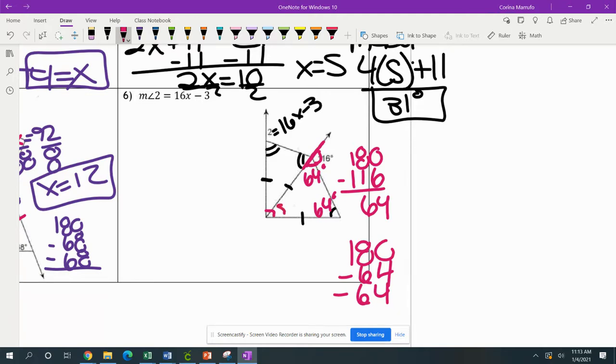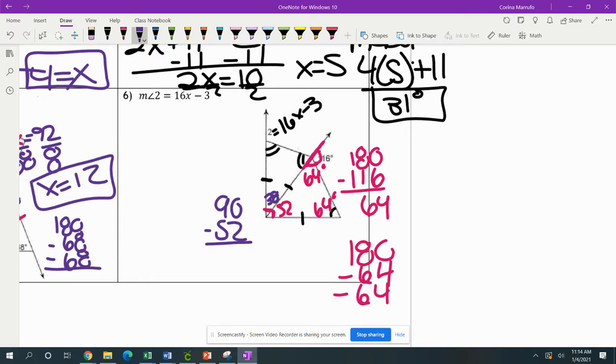That gives us 52. Okay, so that means that angle is 52. And since this is 90, these two angles should add up to 90. So if I do 90 minus 52, that gives me 38. So this angle here is 38.